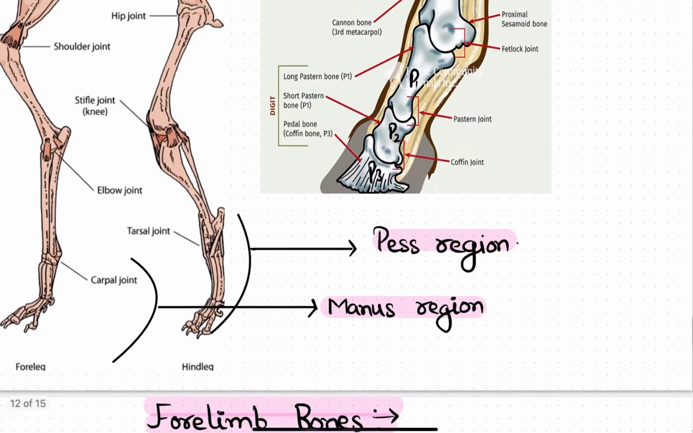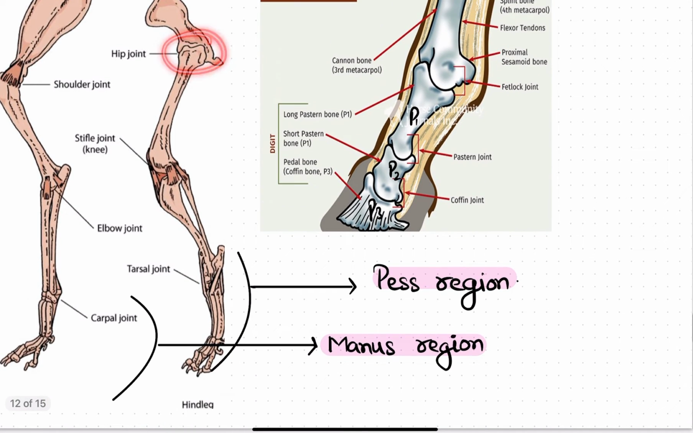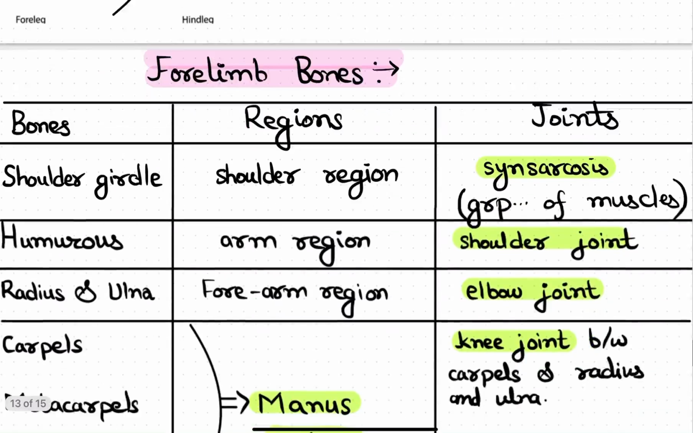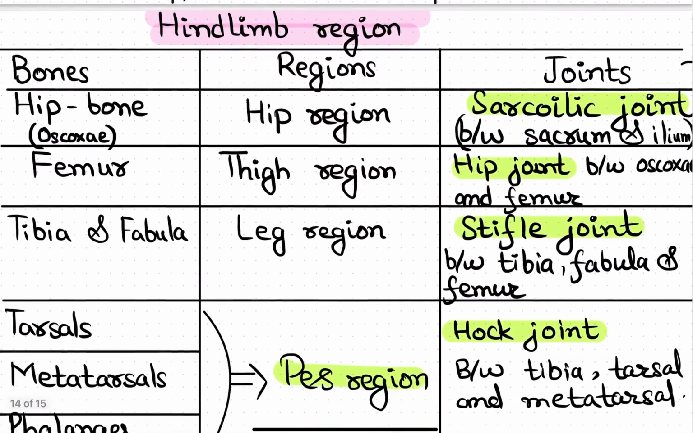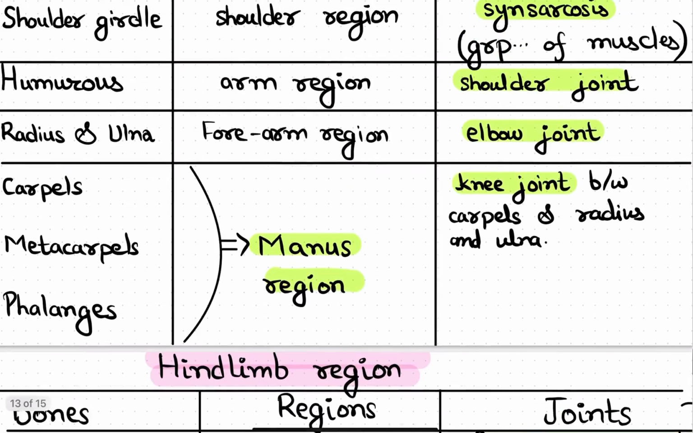Now I will again show you this diagram. This is an important diagram. This is the hip joint. This joint is between the hip region and the femur bone. The joint between the femur region and the tibia and fibula region is known as the stifle joint, and this is known as the tarsal joint, and the tarsal joint I think is also known as the hock joint. Okay, you have to remember this.